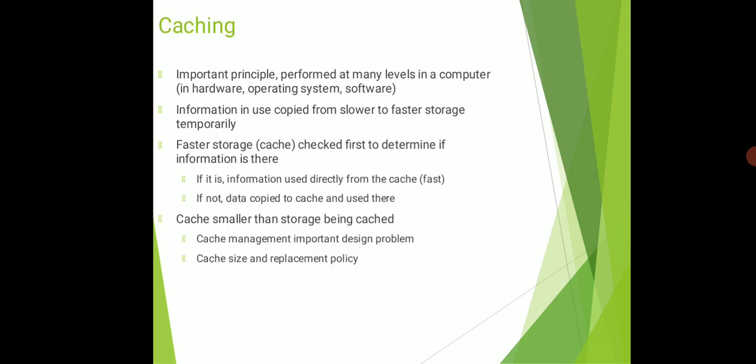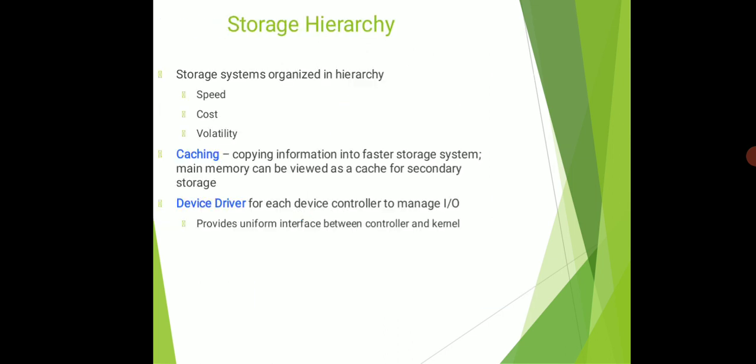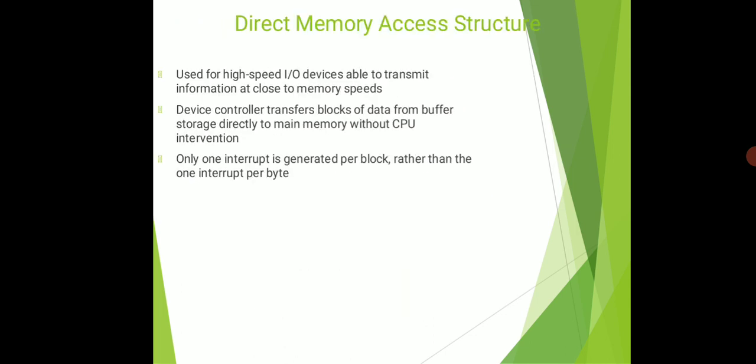Next one is called direct memory access structure. Direct memory access is used for high-speed I/O devices able to transmit information at close to memory speeds. The device controller transfers blocks of data from buffer storage directly to main memory without CPU intervention. Only one interrupt is generated per block rather than one interrupt per byte. So this is the direct memory access structure.